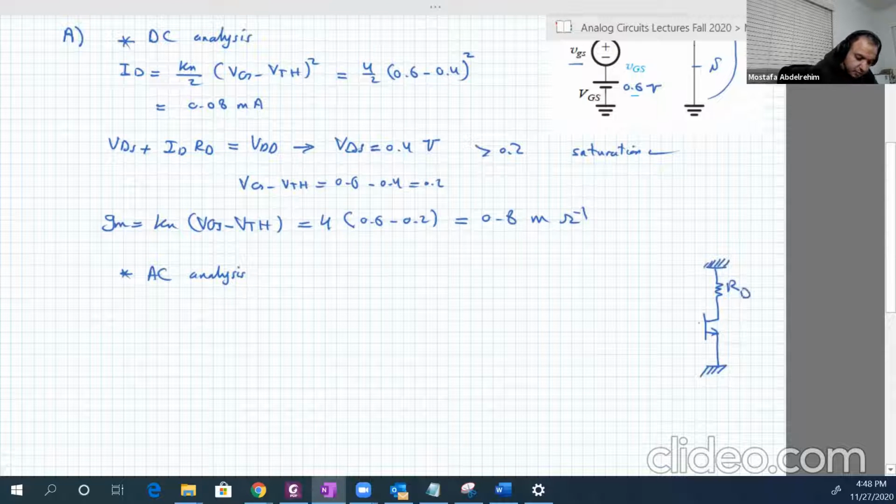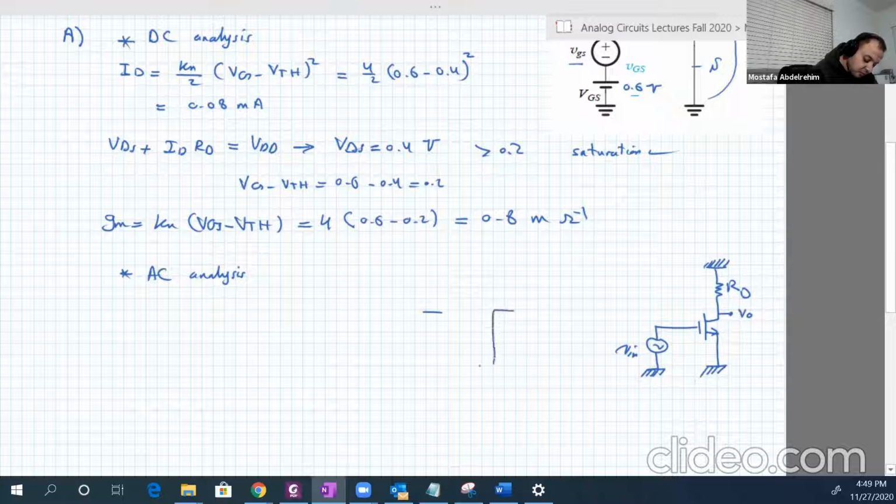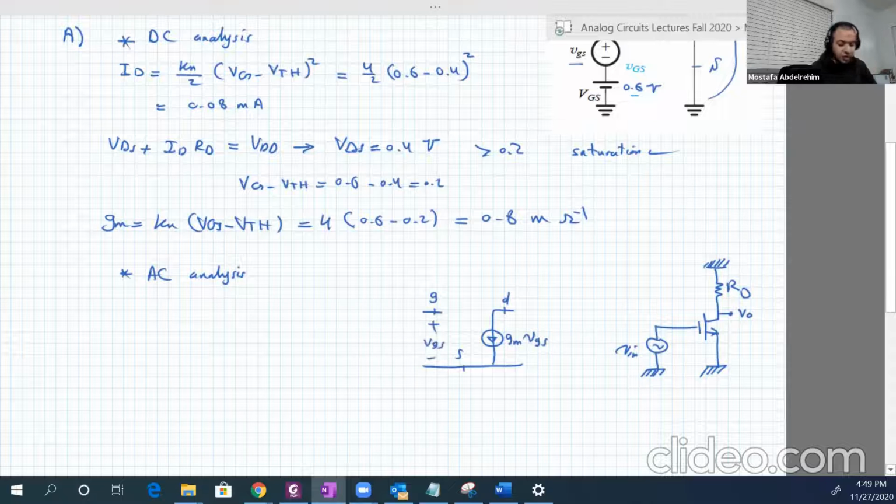Here is RD. Here is V input or VGS small. See V input at the end. Okay, and here is V output. Then we're gonna replace the transistor by its equivalent circuit. So here is the drain. Here is the gate. Here is the source. Here is GM VGS, and here is VGS, the voltage between gate and source. And remember, there is nothing between gate and source. It's open circuit.